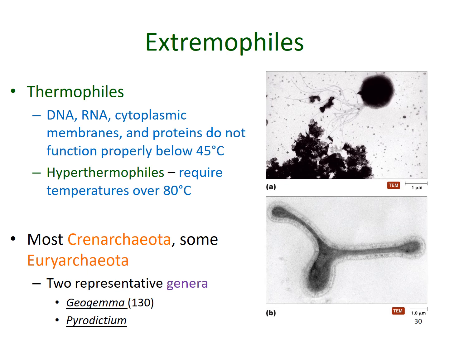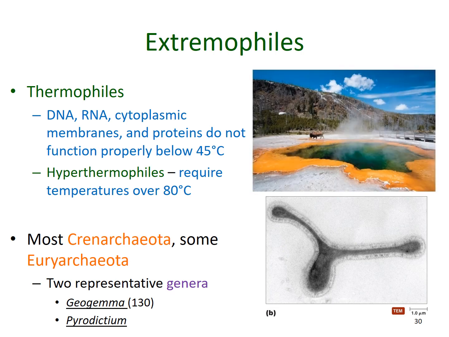One of the examples that I'm showing you over here is an organism called Geogemma, which survives at 130 degrees Celsius, and then Pyrodictium, which is the one that you're seeing on the bottom. Now, where do you find these guys in such temperatures? Probably the easiest example that most people can relate to are geysers and sulfur vents. Anytime you travel around and you see places that are bubbling and exploding and have water boiling out of everywhere, that's usually where you find these.